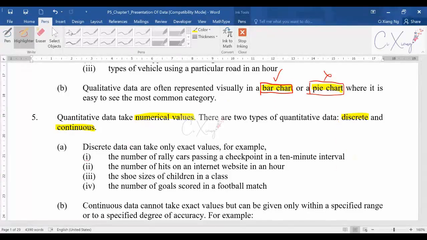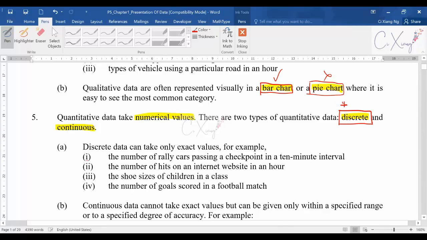Discrete and continuous are two important words that I want you to remember until you graduate from your A-level. These two are very, very important because we are going to learn a lot of variables that are discrete or continuous in the coming chapters of the A-level syllabus. So what's the meaning of discrete data and what's the meaning of continuous data?